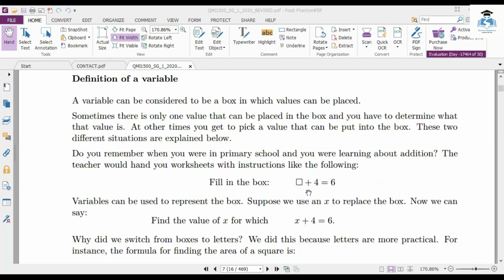Okay, so for this instance, we have x plus 4 is equal to 6. So x represents the variable that is unknown. In order to find that x, that's when we shift this 4 to here. So x is equal to 6. Since it has a positive here, when it comes to the other side of the equal sign, it will become a negative. So it will be 6 minus 4, which will be 2.